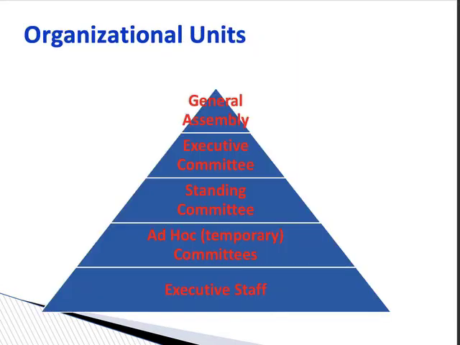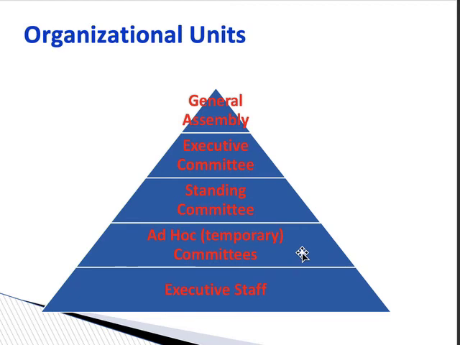Right. The next topic we talk about is the organizational unit. This is very similar to the organizational chart we discussed in sports organizations. For the organizational unit, we look at how many different levels of manager roles are involved in governing bodies. We have 5 different levels of manager roles. First one is the general assembly. Second one is the executive committee. We have standing committees, we have ad hoc committees, which are temporary committees, and we have executive staff. So we're going to talk about each of them one by one.